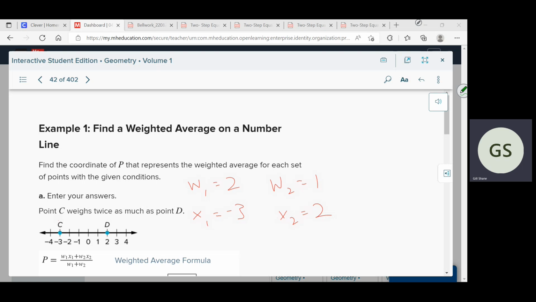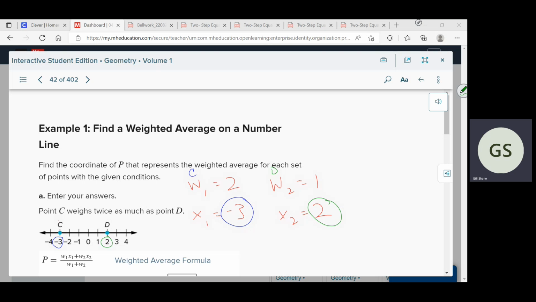I'm going to color code this a little bit. So that's where I got those from. And then the weight came from here. C is twice as much. So that's where I got the C weight. And then the D weight is just one.